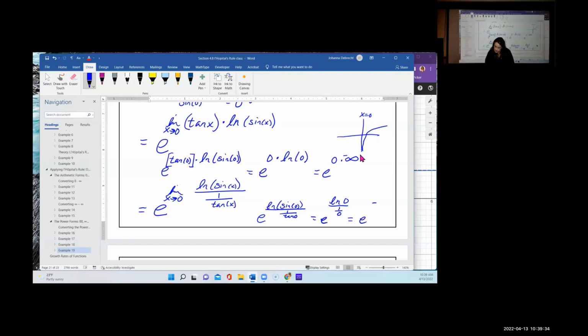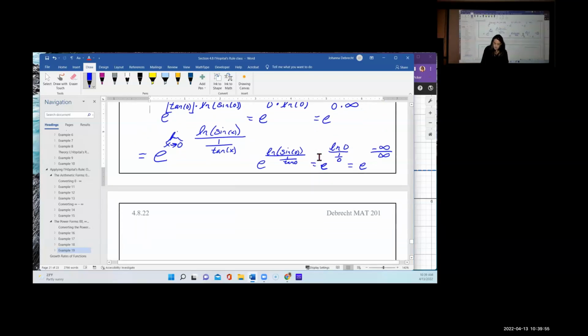So we have e to the negative infinity. 1 over 0 also approaches infinity. The numerator is fixed and the denominator is approaching 0, so it goes to infinity. So we do have for the limit the indeterminate form 0 over 0 or infinity over infinity. So we can apply L'Hopital's rule.